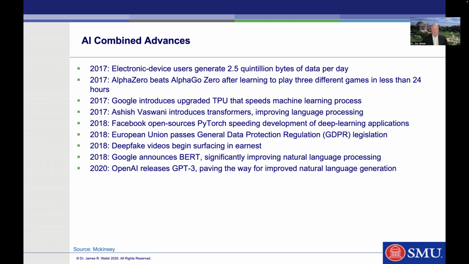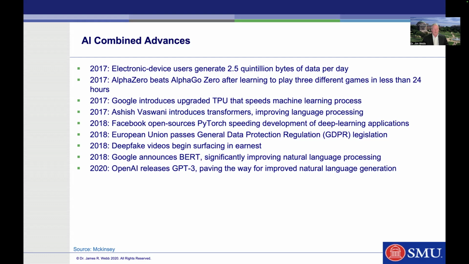2018, Facebook opens PyTorch, and that speeds the development of deep learning applications. 2018, now the European Union is starting to protect data because there's so much data out there, and people are starting to get upset that their data is out there. And so different governments are saying, hey, no, you can't just go take everybody's data. You have to tone it down a little bit.